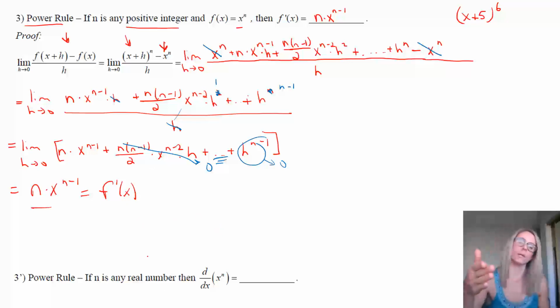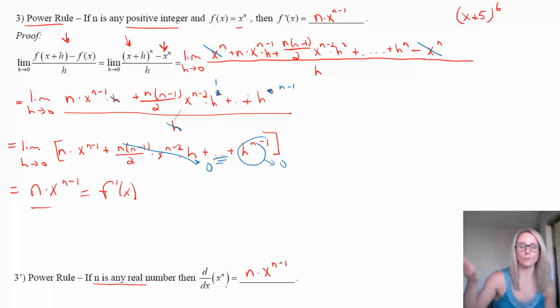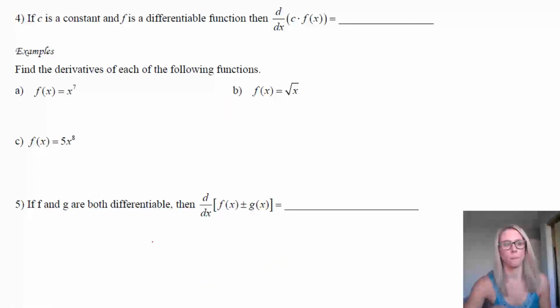Now I did it there with the idea of a positive integer exponent, but just know that if n is any real number, it is still true. So you could have decimals, fractions, rational numbers as your exponents. It's still true. It's just a lot harder to prove that way. So we're going to say that it is true because it is. You have to take that as fact. We won't prove it here, but it does allow us again to use it.